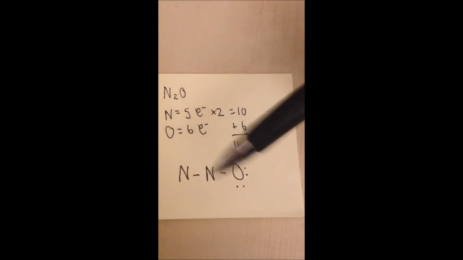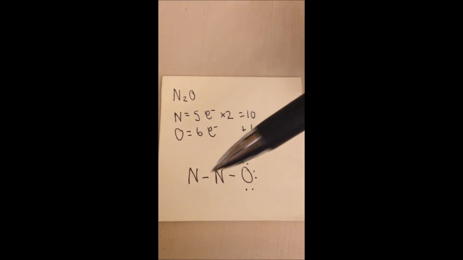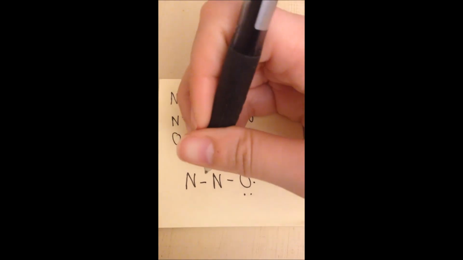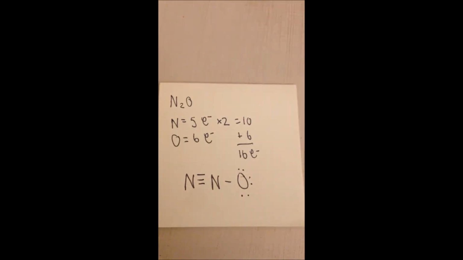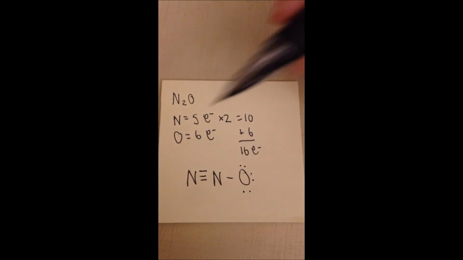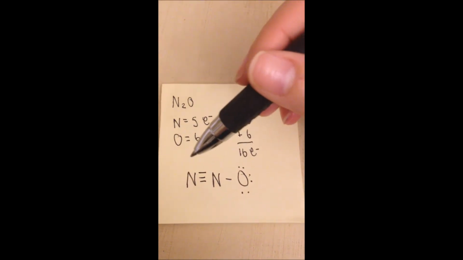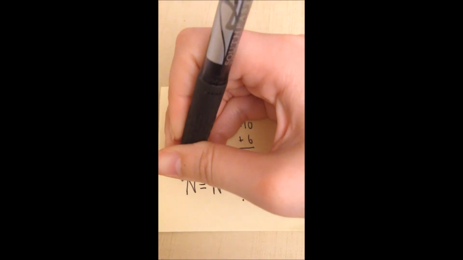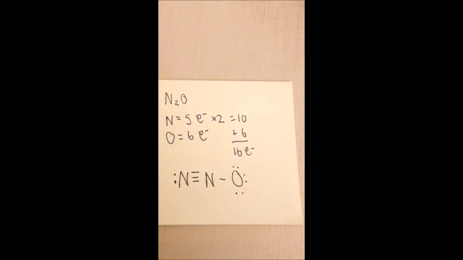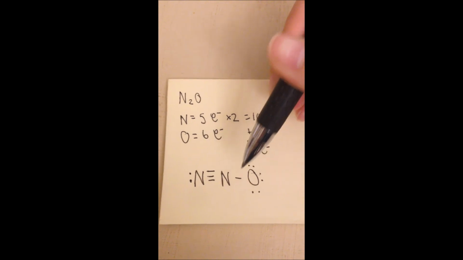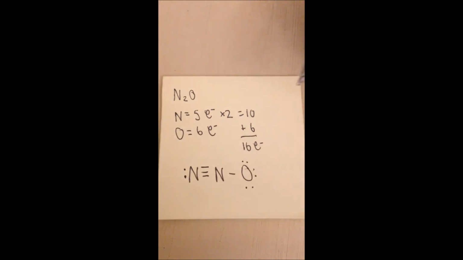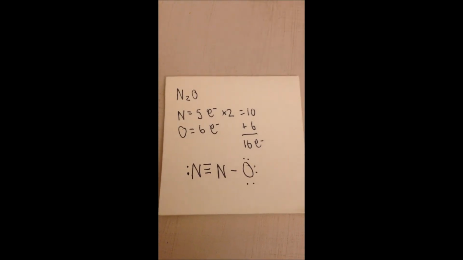Now this nitrogen needs 8 electrons surrounding it, and so far it only has 4. We're going to do 6, and then 8. So now it has 8 electrons, but now this nitrogen needs 8. So we're just going to add 1 group of electrons right here. So now there's 2, 4, 6, 8, 10, 12, 14, 16. This is the Lewis structure for nitrous oxide.